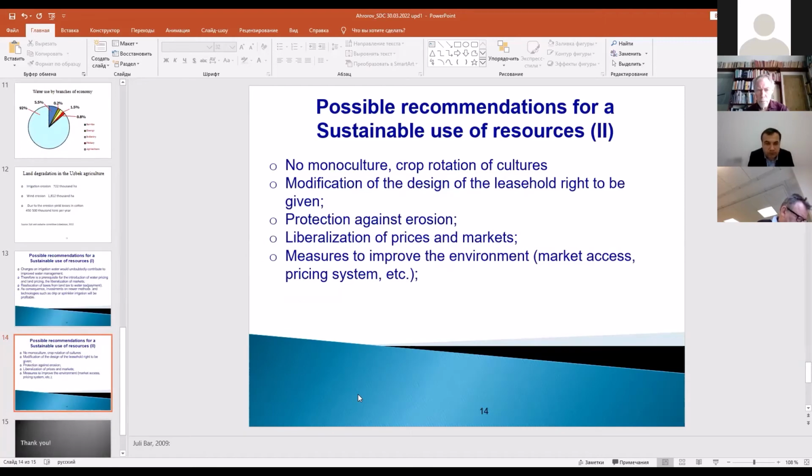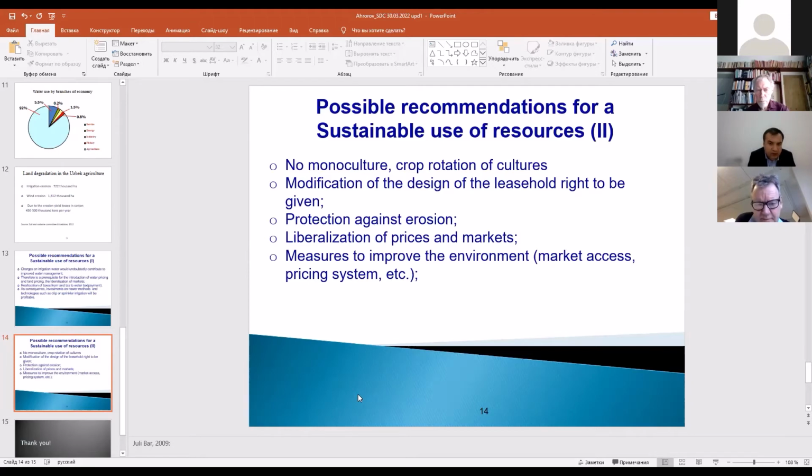We also suggest no cooperation or free determination of crops by farmers. In most cases it's already implemented, but we still have a kind of state order for some crops.